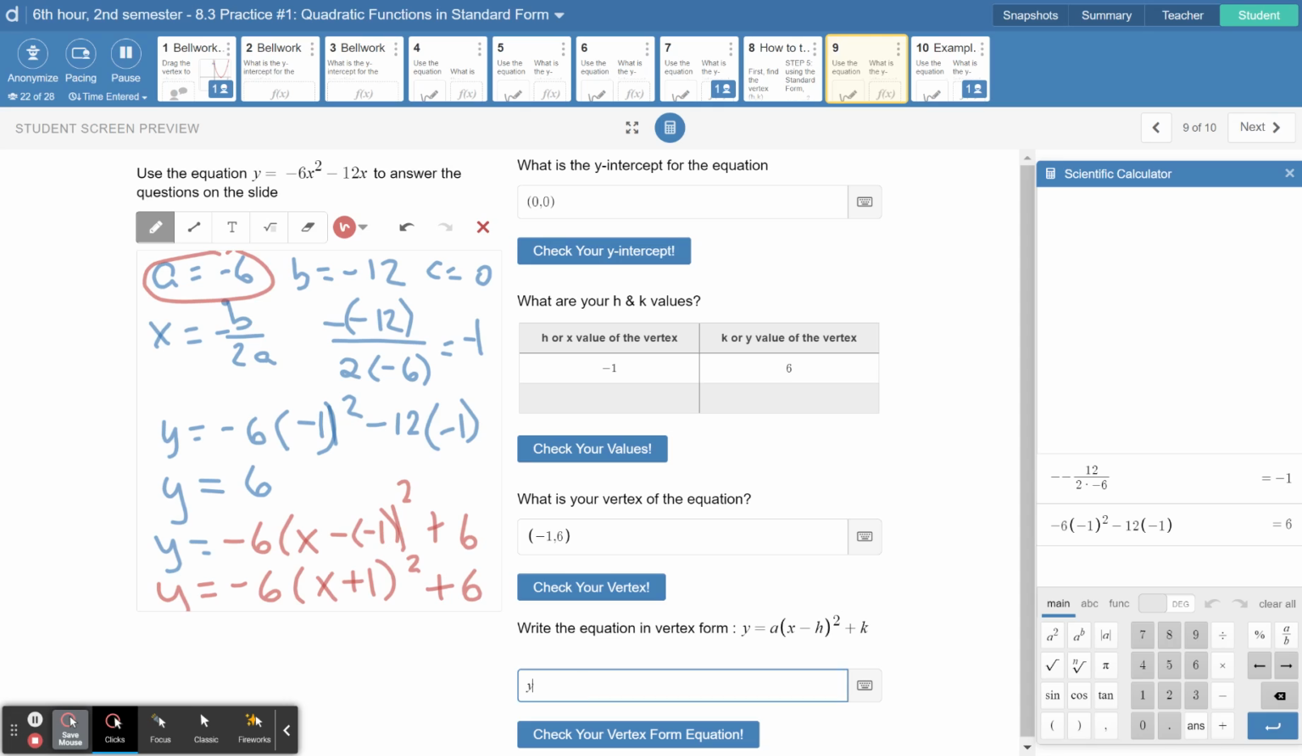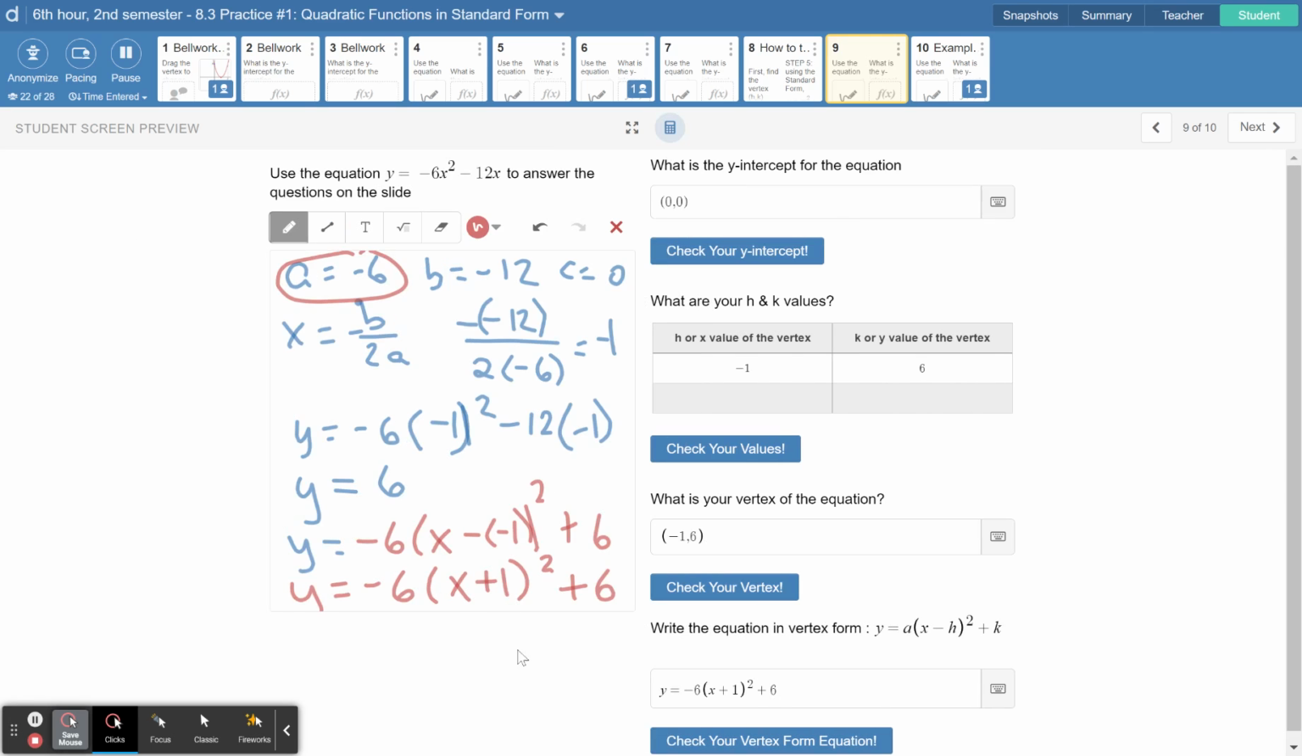Now the whole point we're doing this is to show you that standard form and vertex form will produce the same graph. It just looks different. So now I know my vertex, I also know my y-intercept, and then I know my a value is negative, so it would be concave down, pointing down. So I could technically sketch this.